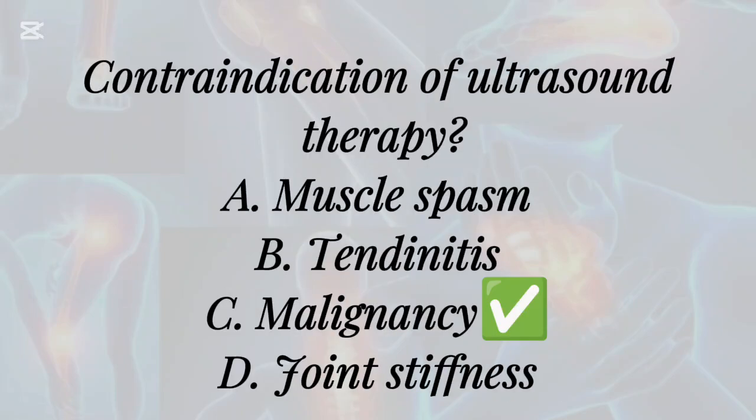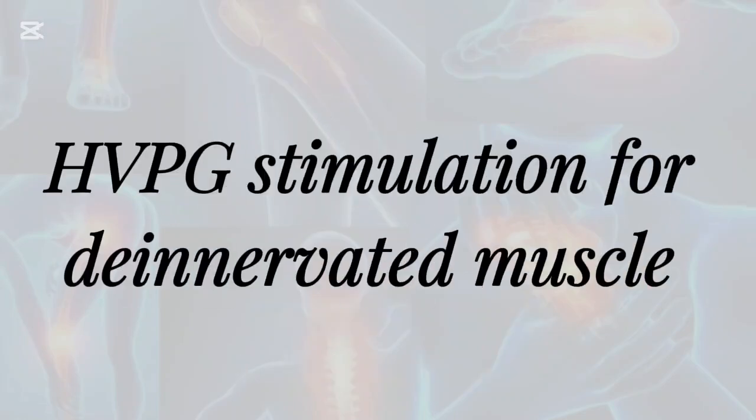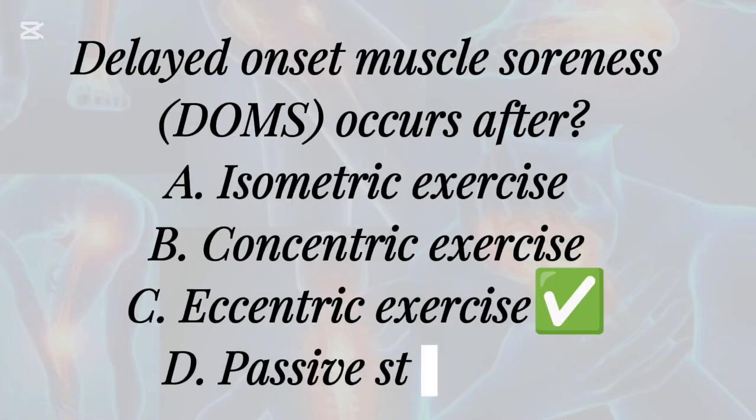Contraindication of ultrasound therapy: A. Muscle spasm, B. Tendinitis, C. Cancer, malignancy, D. Joint stiffness. HVPG stimulation for denervated muscle. Delayed onset muscle soreness occurs after: A. Isometric exercise, B. Concentric exercise, C. Eccentric exercise, D. Passive stretching.